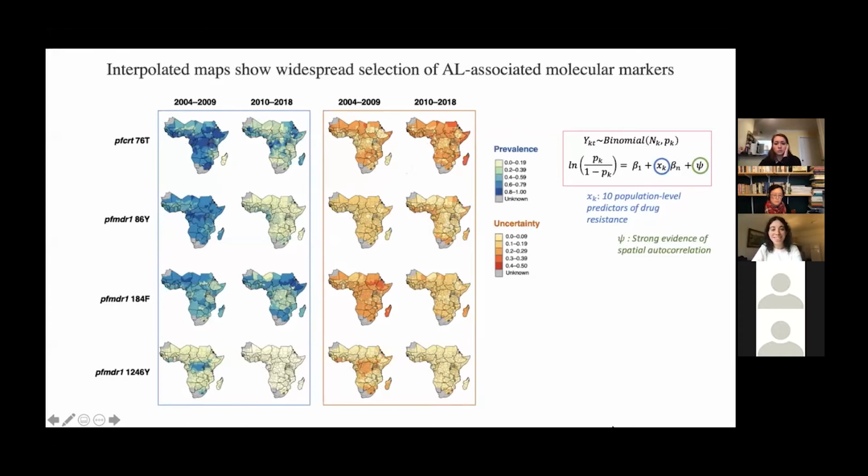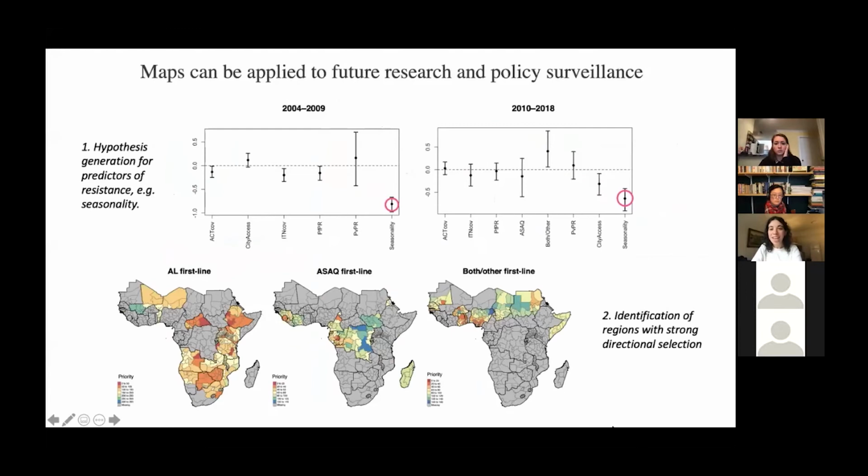So, final slide. To make these maps, we incorporated, as I previously mentioned, multiple regression parameters, or parameters that we hypothesize to be predictors of drug resistance at the population level or ecological scale. What we found was that, for instance, areas with strongly seasonal malaria transmission tend to be correlated with a lower prevalence of mutations known to have fitness costs.